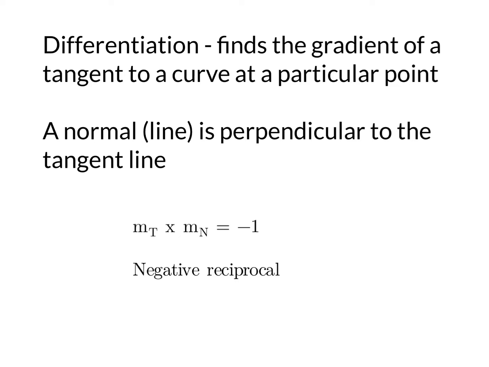We've learnt that with lines that are perpendicular, their gradients multiply to equal -1. So the gradient of the tangent times the gradient of the normal equals -1. Or we can use the negative reciprocal rule that we've also learnt.